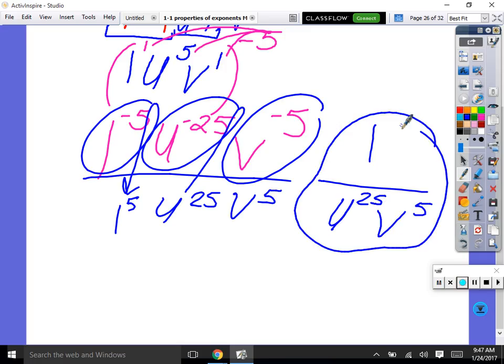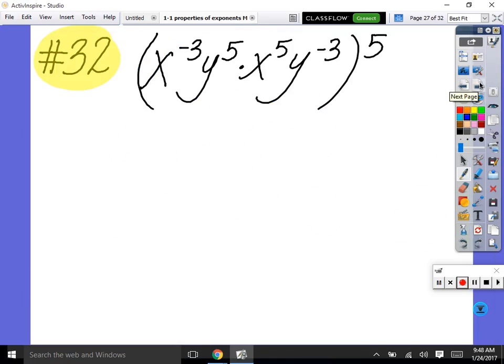So it looked really hard to begin with, but when we simplify from the inside out and just do it in sections, it's not bad. But it is hard overall. Okay, let's look at 32. Just making sure that we're good with some advanced ones. So notice there's a lot going on in here. So what we're going to do is we're going to focus inside our parentheses and simplify first. So let's ignore the 5 for a minute.